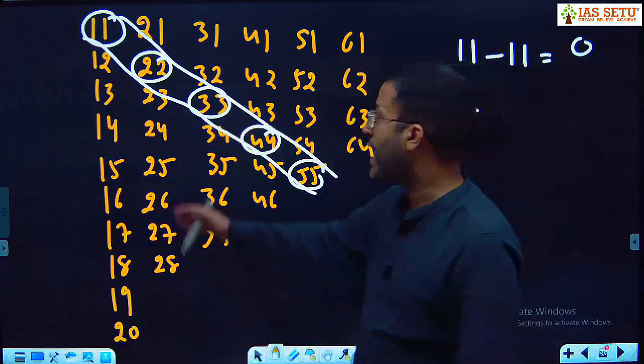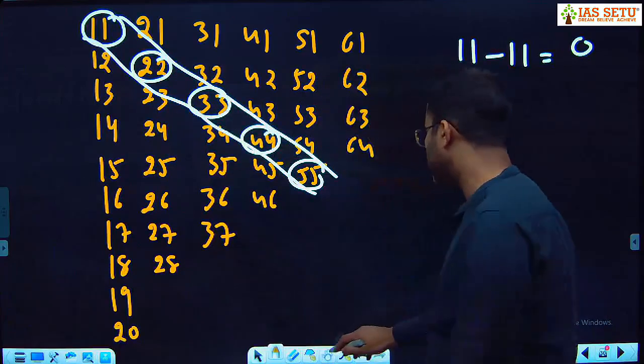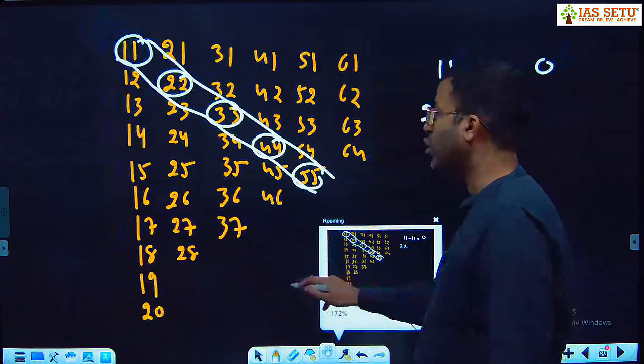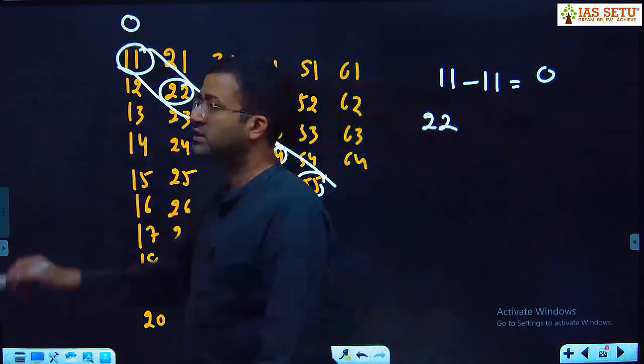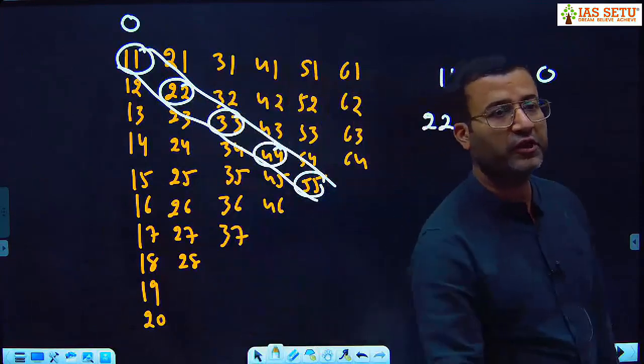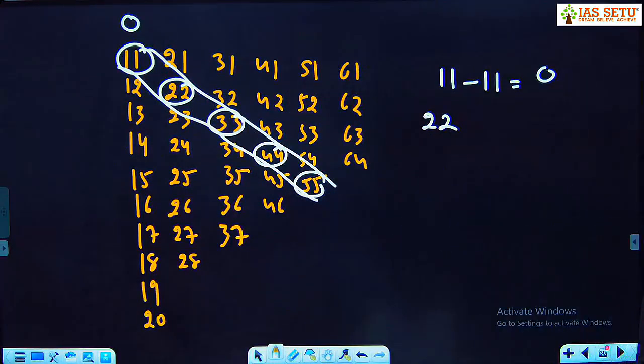So you take any two-digit number along this diagonal and you reverse the order of the digits and subtract from the original number, your difference is coming 0. 55. If you reverse the order of the digits of 55, we get 55 only. And what is 55 minus 55? 0.